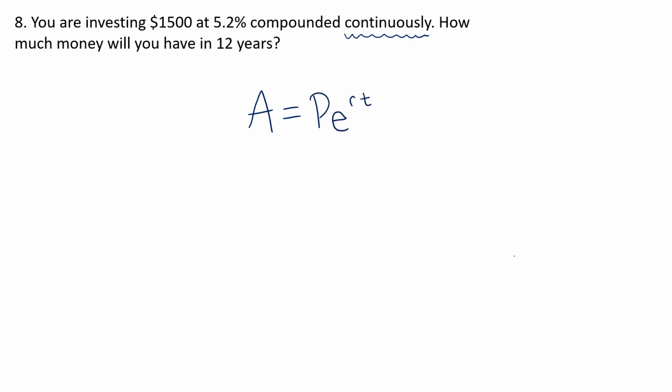Again, e is a number, just like pi. It's an irrational number that keeps on going, 2.71, blah, blah, blah. Don't type in 2.71 though. That'll get you the wrong answer. Use the E button on your calculator.